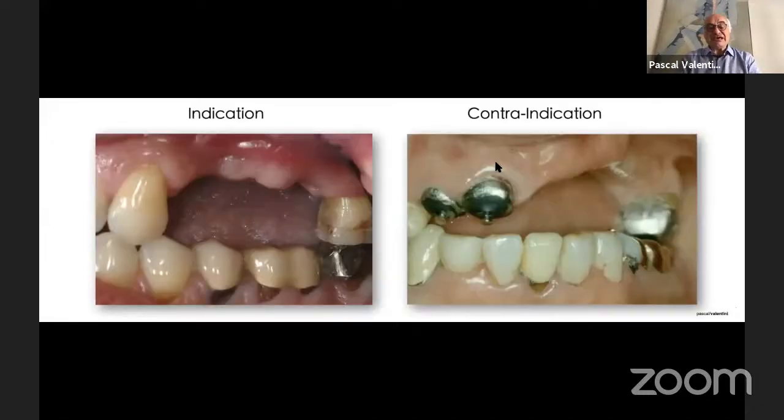Of course, the indication for a sinus grafting procedure with the lateral approach is when we have a normal interarch space. In case of augmented interarch space, we will choose some external bone augmentation, for example, guided bone regeneration or a bone graft procedure.